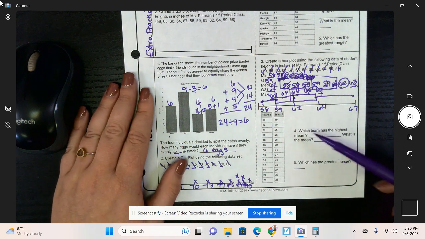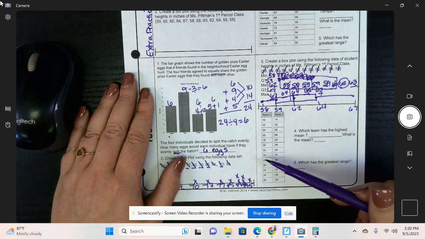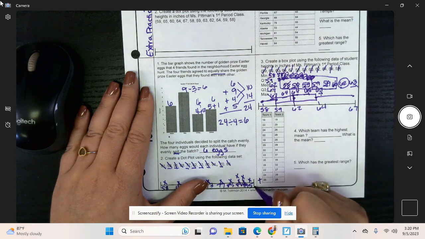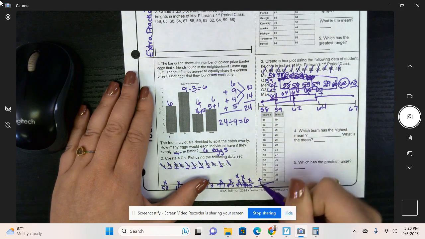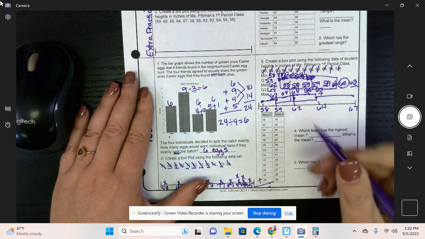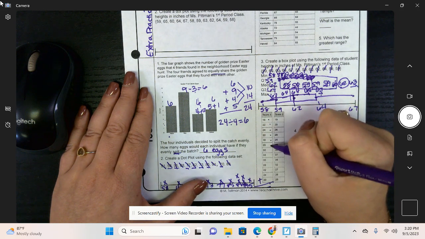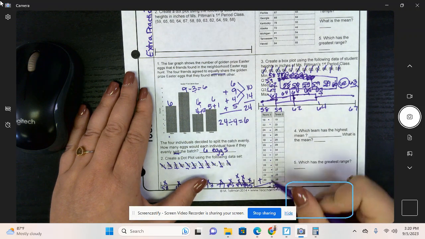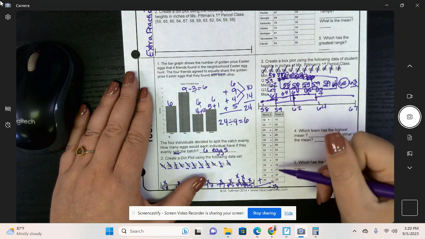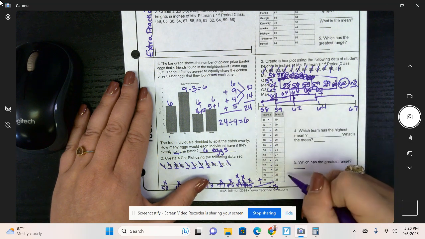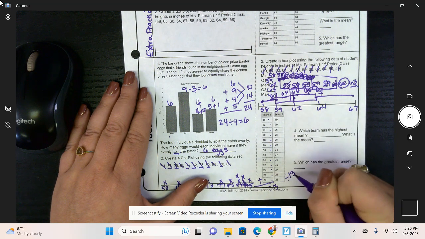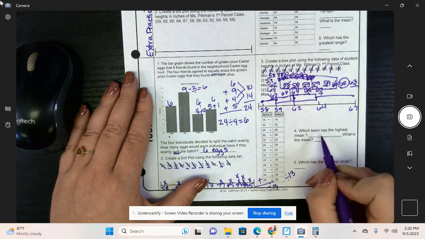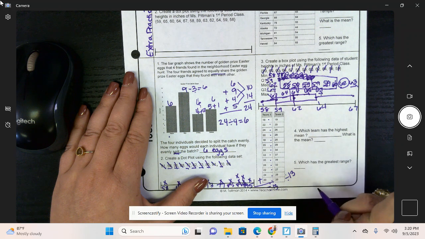All right, for number 4 and 5, we have to use these 2 charts right here. Okay. It says to find the mean. So what I have to do is add all these numbers together, and then divide by how many numbers I have, which is 1, 2, 3, 4, 5, 6, 7, 8, 9, 10, 11, 12, 13. So I'm going to divide by 13 here. And I'm going to do the same thing here. I'm going to add all these numbers up, and I'm going to divide it by 13. And I'm going to decide which one had the highest mean, team 1 or team 2, and I'm going to put it here, and I'm going to tell what the mean was.